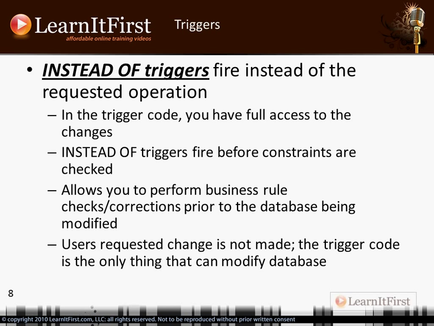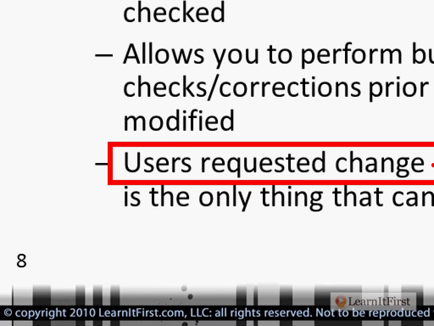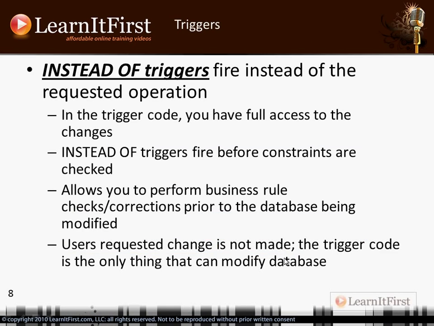In this one, the change the user tried to make, the update, is not actually performed. Only the trigger code is what's performed. A lot of times in the trigger code, you'll actually turn around and do what the user did. But it's important to understand, it's in the name: it runs instead of the user's operation running.